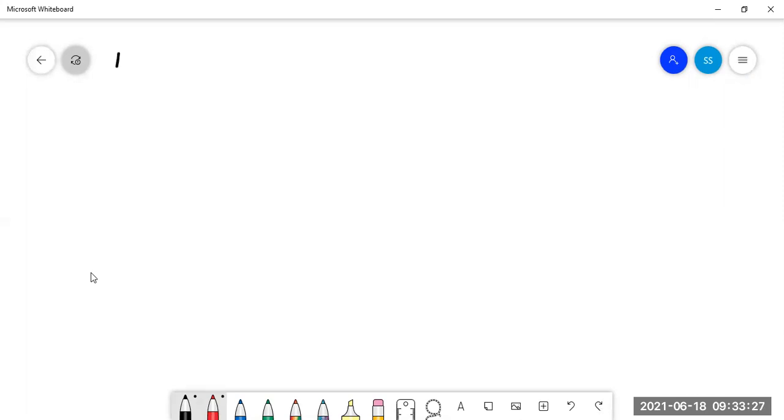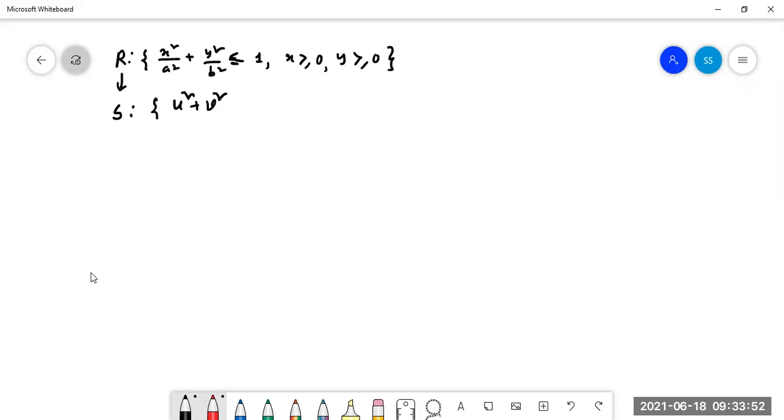So previously R was the region such that x square by a square plus y square by b square is less than or equal to 1, where x is greater than or equal to 0 and y is greater than or equal to 0. After transformation, it is coming as S, such that u square plus v square is less than or equal to 1, u greater than or equal to 0, v greater than or equal to 0, isn't it? The region of integration transfers from the elliptic to circular.